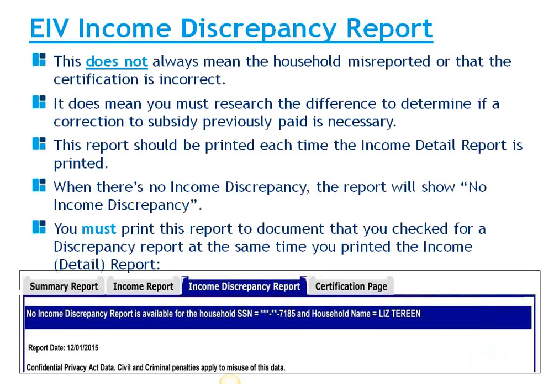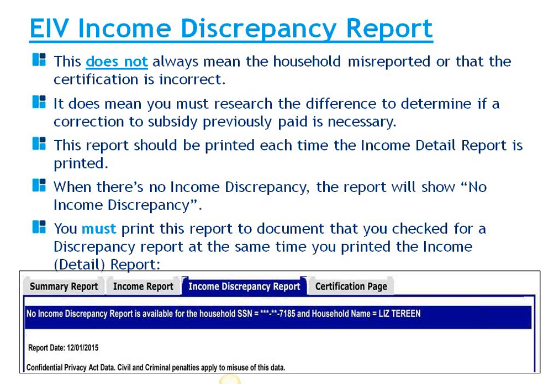Okay. All right. Just because you get a discrepancy report does not by default mean you've done something wrong with your cert. It's HUD saying, hey, look at this, because what EIV thinks you should have put on the cert and what you put on the cert varies by at least $2,400. So let's take a look at it. It doesn't automatically mean that there's something wrong.